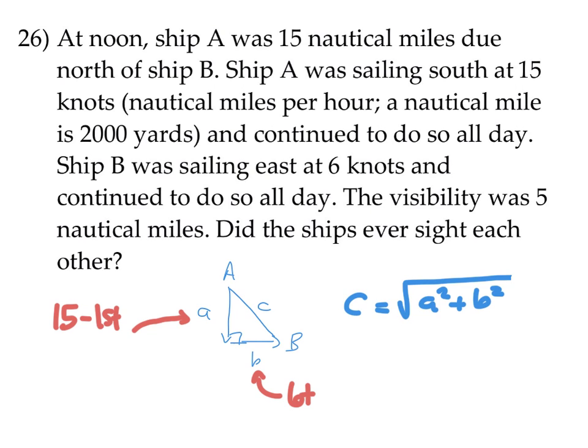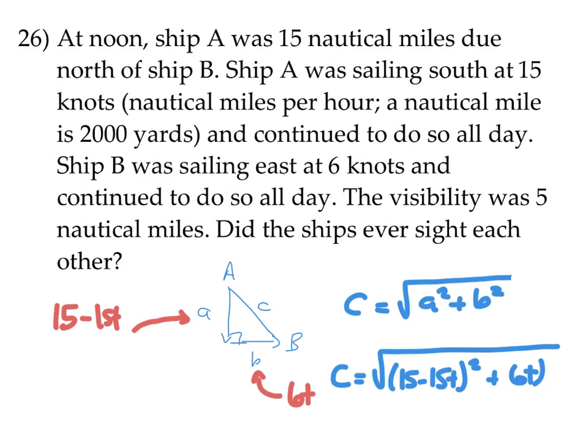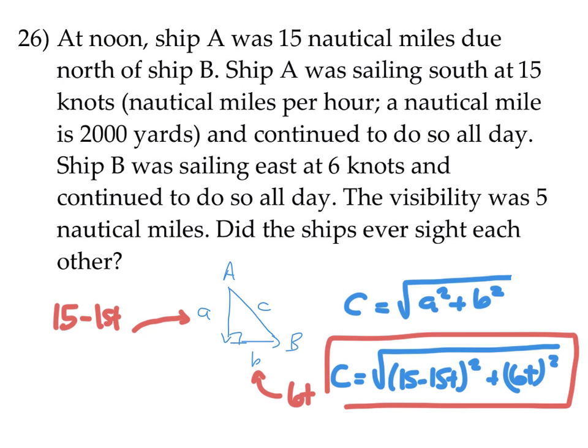And so instead of a squared plus b squared, we're going to write c equals the square root of (15 minus 15t) squared, that's our a squared, plus (6t) squared, which is our b squared. This is the function that we're going to optimize. And what we want to find out is, do we make it within the visibility? In other words, is our minimum less than 5? Okay, let's transfer this to another screen and let's do some math.